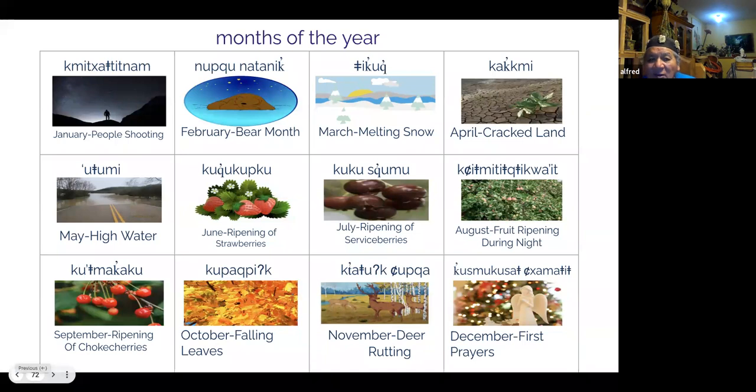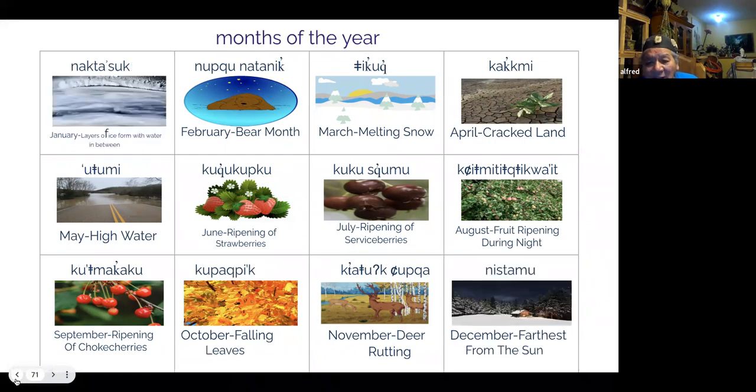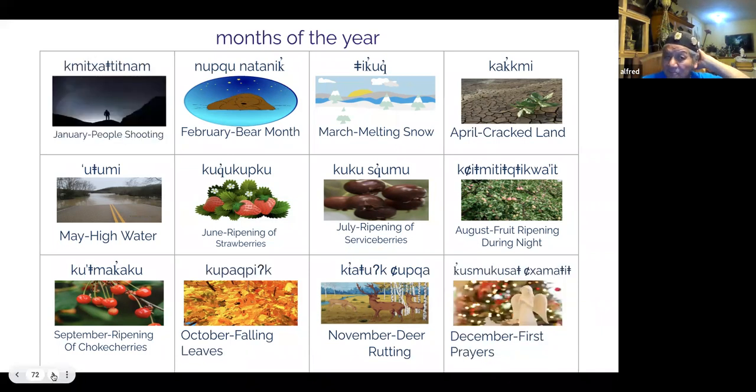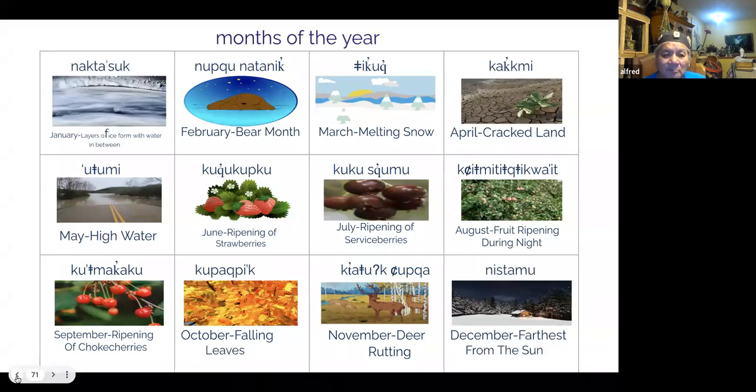So a lot of times you'll hear some people say the Ktunaxa, the people shooting, or the Kosmokosas Hamases, and those are the American side. So I'm very fussy with being up here as a Kishknuknik, and we use the old terms, Naktasok and Nistamo.